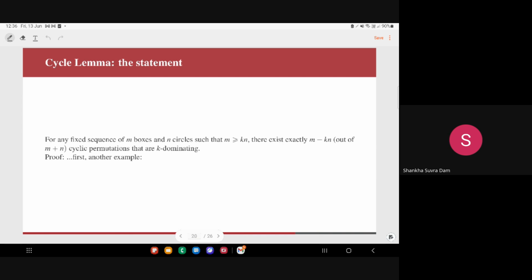So for n, suppose we have a fixed sequence. The sequence is given to us of m boxes and n circles. And now the number of cyclic permutations would be m plus n, simply because we are taking the fixed sequence and just rotating it if we arrange the boxes and circles like this. Such that m is greater than or equal to kn, then there are exactly m minus kn out of the m plus n cyclic permutations that are k dominating. This is the theorem, like the cycle lemma.